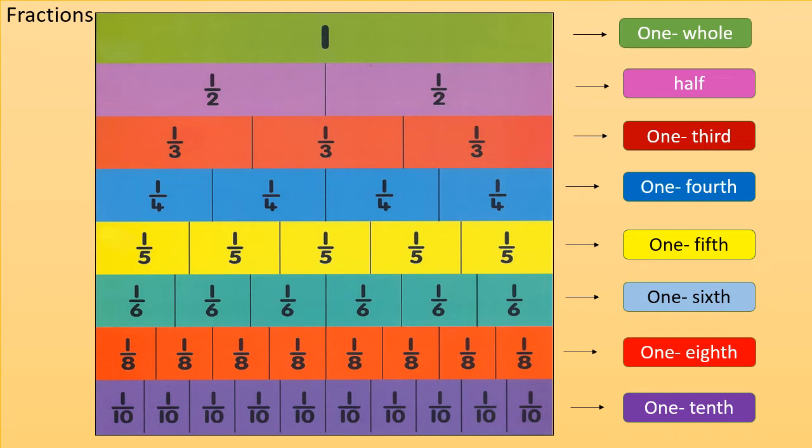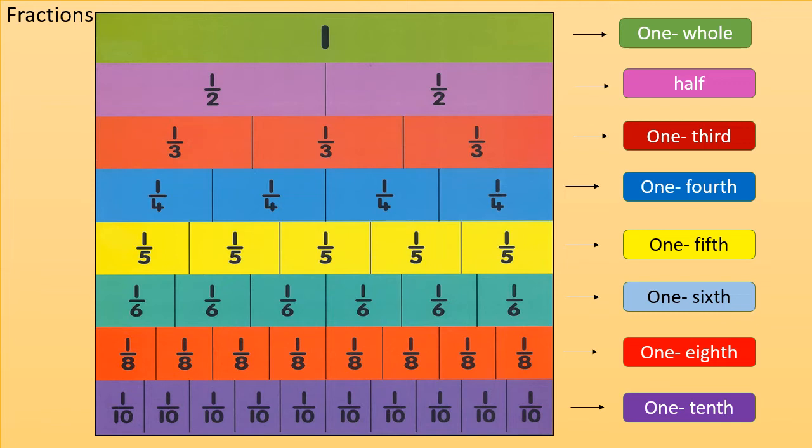Next to that, the rectangle is divided into 4 equal parts and each part represents 1 by 4, that is one part out of 4, we call it 1/4. And next to that, the rectangle is divided into 5 parts and each part represents 1 by 5. So one part out of 5 equal parts, we call it 1/5. Next to that, the rectangle is divided into 6 equal parts. Each part represents 1 by 6 and we call it 1/6.